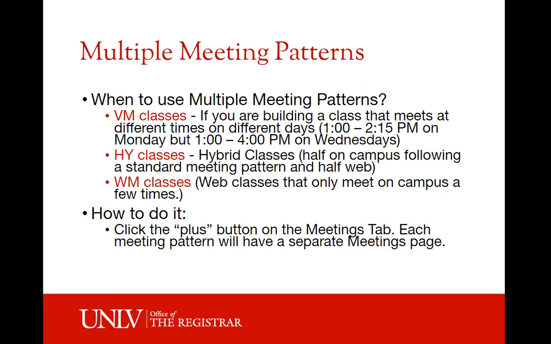These are the instruction modes that will need to utilize multiple meeting patterns. VM, or in-person variable meeting, is used for classes that meet in person on set days but at different times, or multiple set dates throughout the semester with the same or varying times. HY, or hybrid classes, will be used for a class that meets half in person following a standard meeting pattern and is half web-based. WM is a web-based class that may have few on or off-campus meetings. Using accurate meeting patterns for these instruction modes will allow students to plan their schedules accurately and prevent enrollment errors in the future.